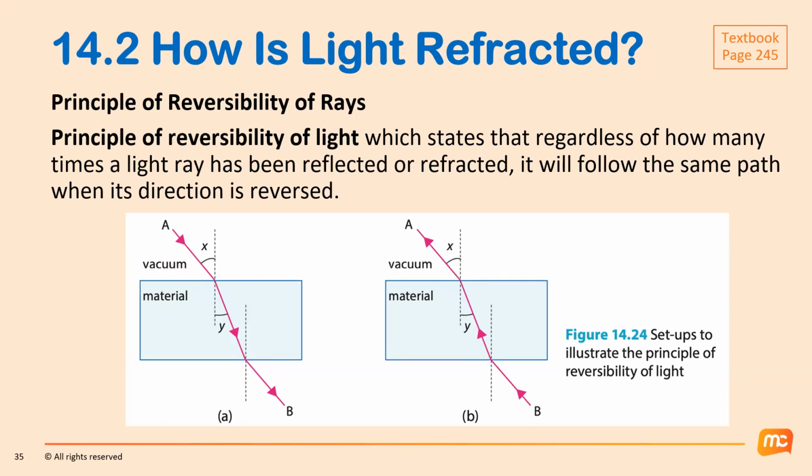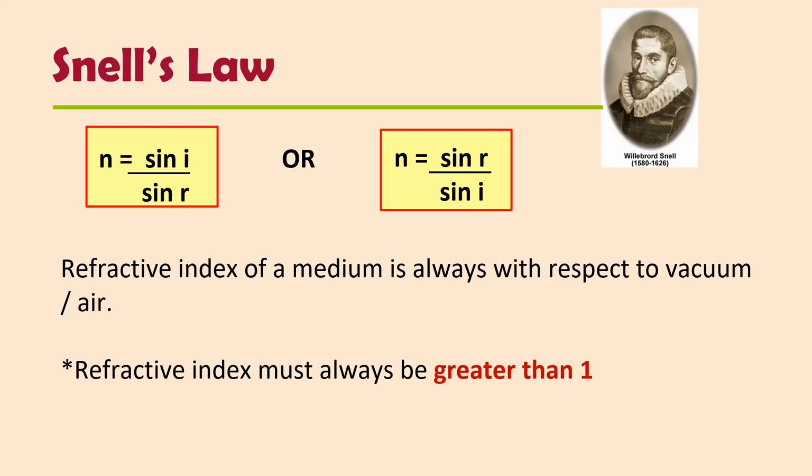Why do we need to understand this? Because if you recall Snell's law, N equals sine i over sine r, this is always with respect to a vacuum. It means that we use N equals sine i over sine r when light is moving from a vacuum or air into another medium. So the angle i is always the angle in the vacuum or air, over r, which is the angle in the medium. But sometimes light can move in the opposite way. Instead of moving from air or vacuum into the medium, it can also move from a medium into air or vacuum. So there are two ways of writing the formula. It can be N equals sine i over sine r, or N equals sine r over sine i.